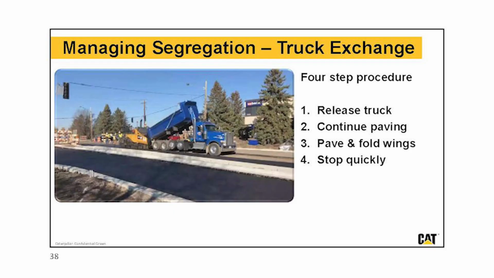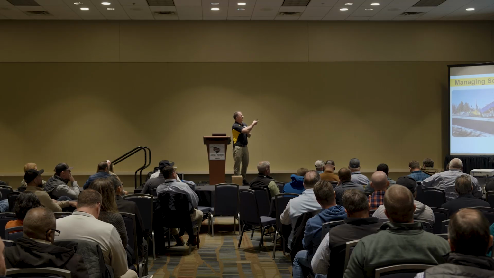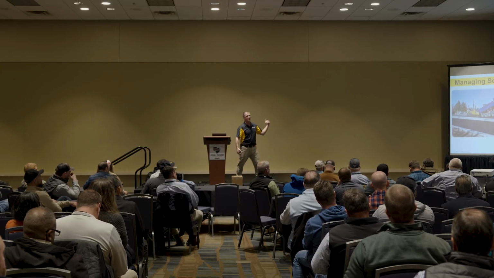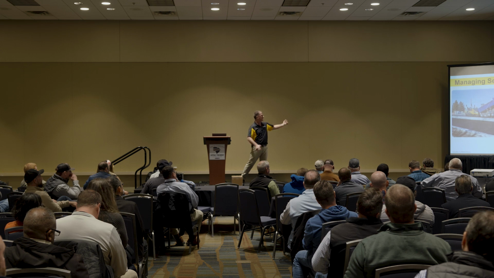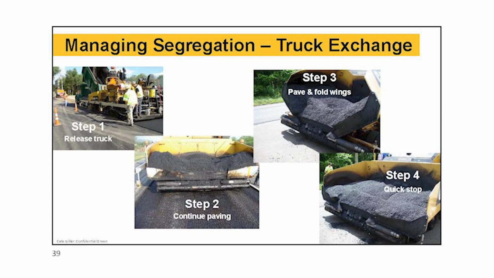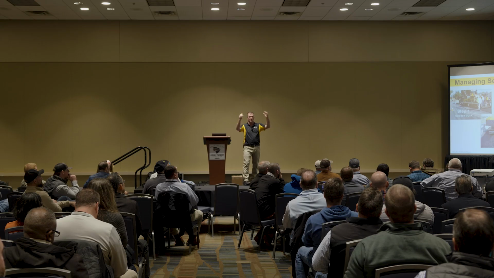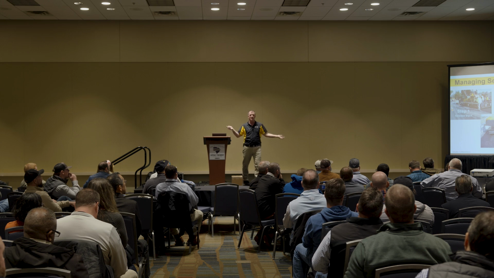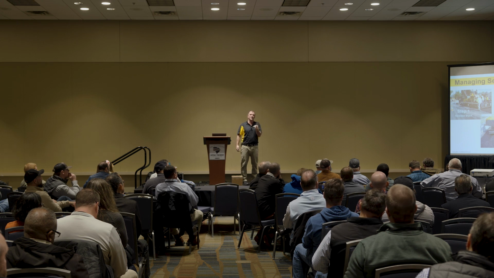So truck exchange, I showed the hopper running low and all that. It's really a 4-step procedure if we're end dumping into the paver, right? So there's your paver pushing a truck, mix is coming under. We're going to release that truck, let that truck take off. We're going to keep paving as that mix goes down in the hopper. And then step 3, if we're folding the wings consistently and not spilling mix out, we're going to fold the hopper wings, get a little more of that mix going through there. And then at some point, really the best thing to do is to stop, right, in between those trucks.